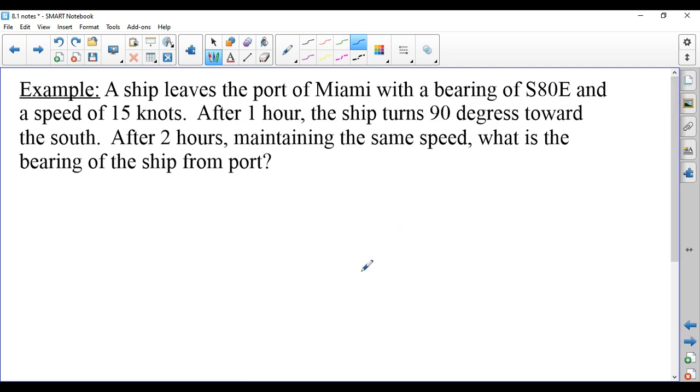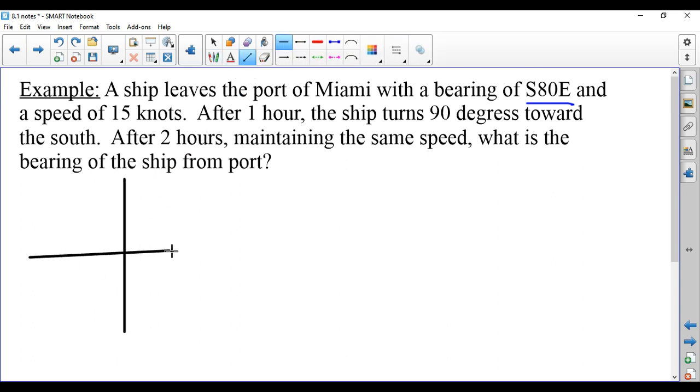Here's an example. A ship leaves the port of Miami with a bearing of south 80 degrees east and a speed of 15 knots. After 1 hour, the ship turns 90 degrees toward the south. After 2 hours maintaining the same speed, what is the bearing of the ship from the port? So we need to set up this problem by drawing ourselves some axes and looking at where this ship goes.